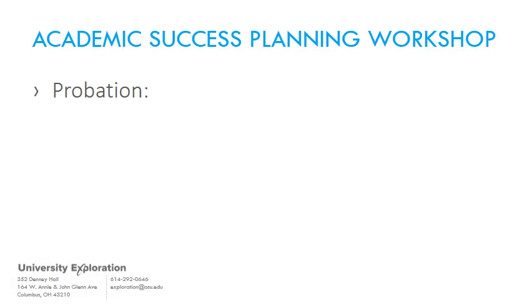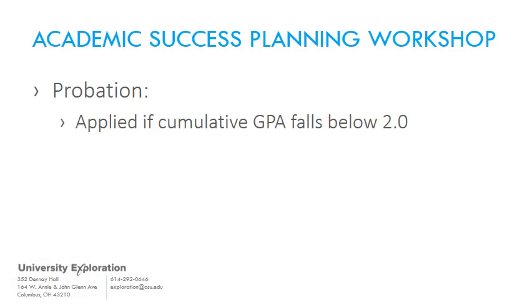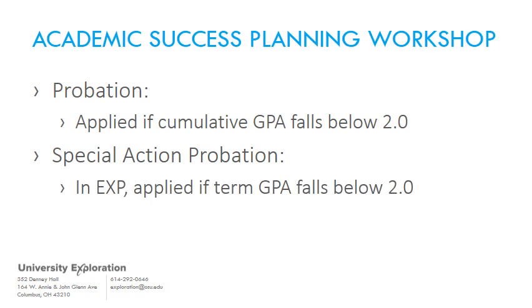Students are put on academic probation when their cumulative GPA falls below a 2.0. Students may also be placed on special action probation, which is slightly different than regular academic probation. Students may be placed on special action probation when their College of Enrollment determines that they are not making adequate progress towards a degree. In University Exploration, if your cumulative GPA is above a 2.0, but your term GPA is below a 2.0, you will be placed on special action probation.